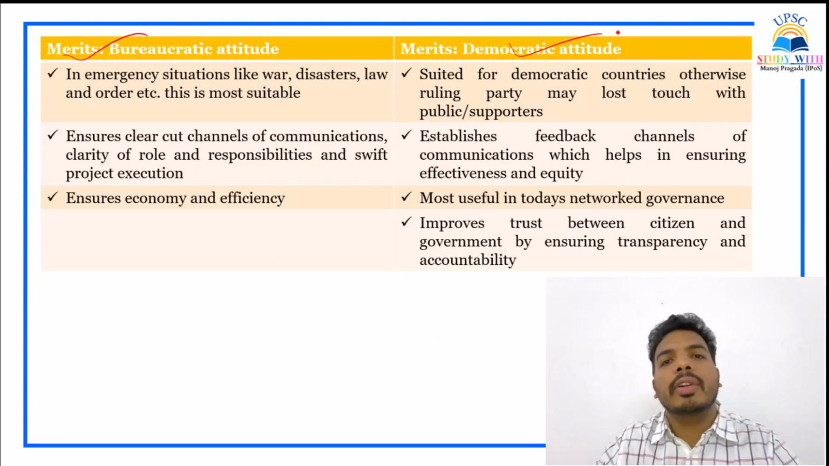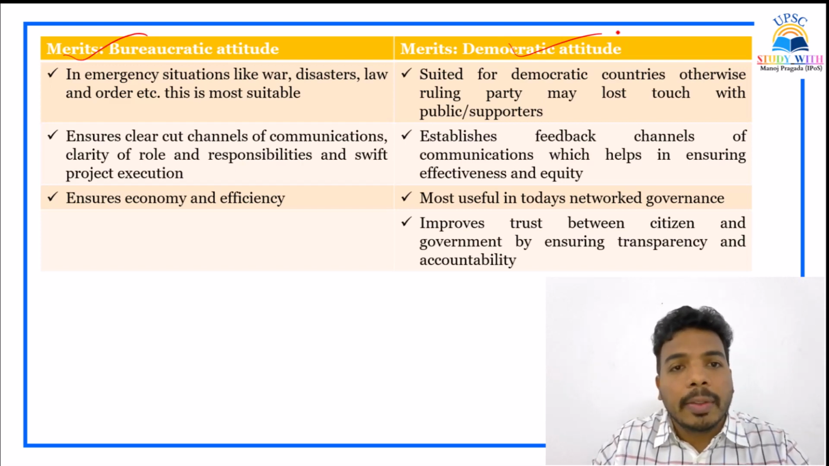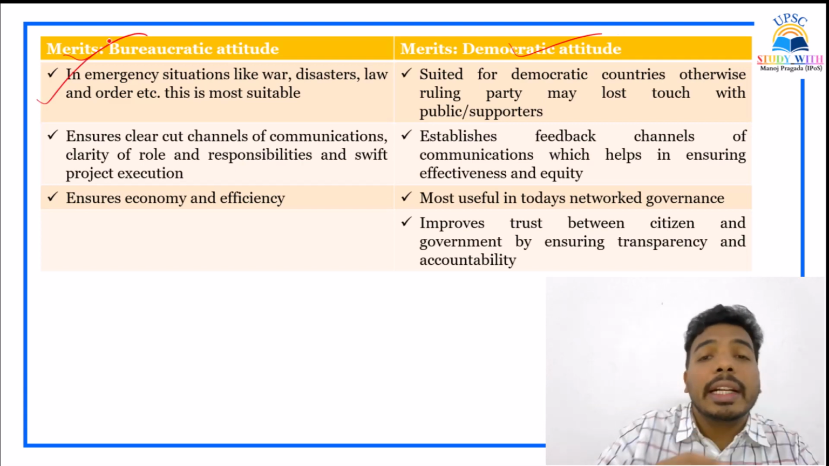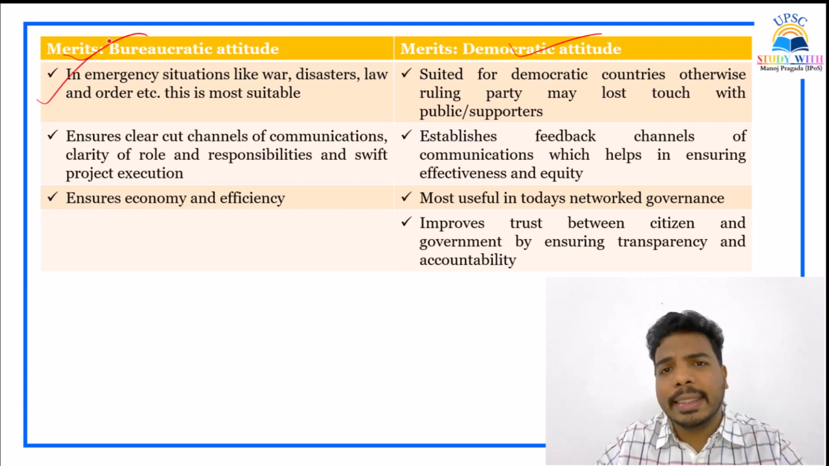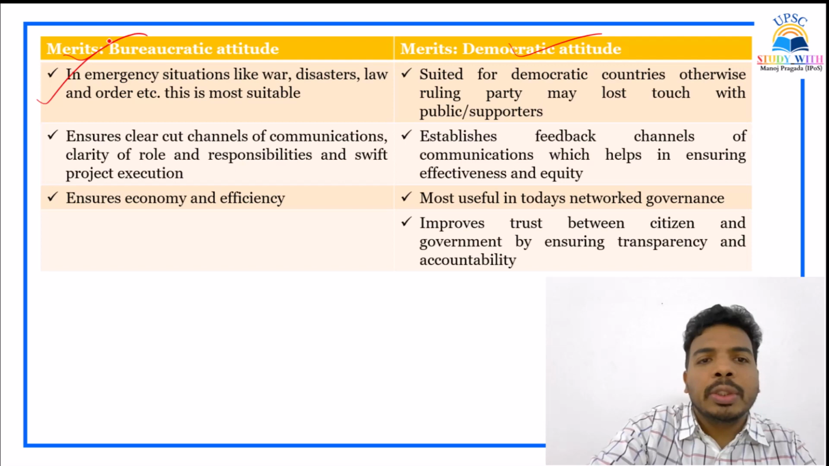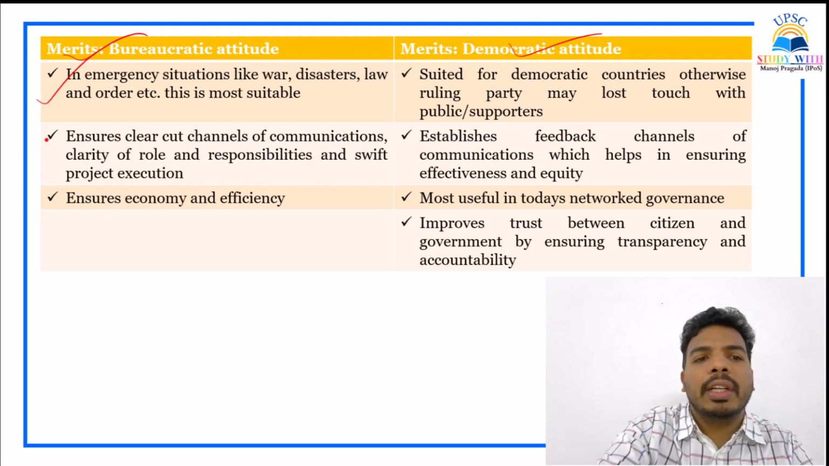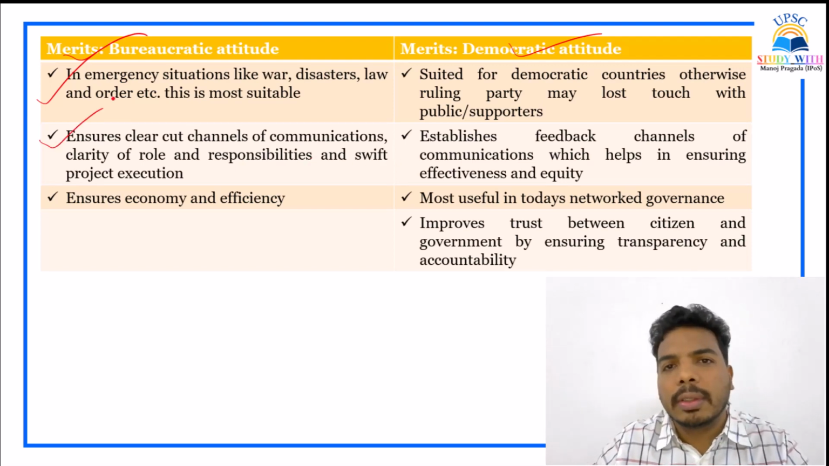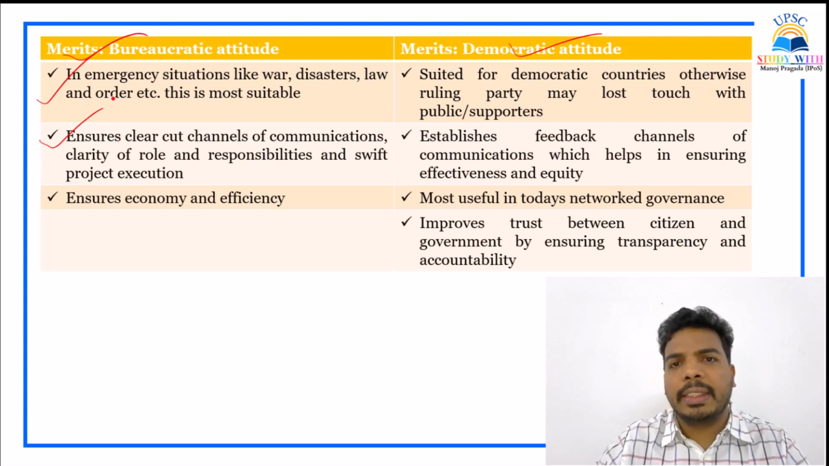What are the merits of democratic attitude? For example, in emergency situations like war, disasters, law and order, bureaucratic attitude is important because you don't need any consultations. You have to have authoritative tendencies. Then only the situation will be under your control. Top-down approach suits. But what about democracy? Second, it ensures clear-cut channels of communication, clarity of role and responsibility, swift project execution. In the top-down approach, everything is fixed. Everything has certain defined roles and responsibility. He is accountable for that.